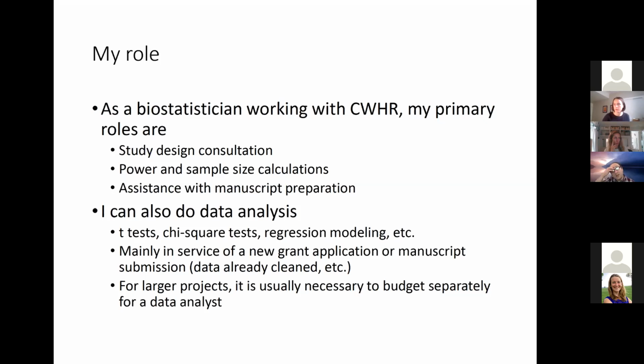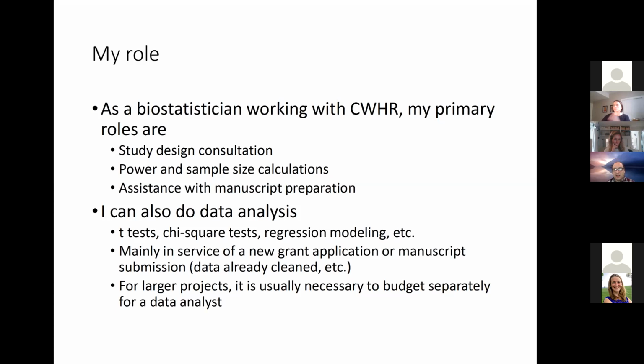So one of the things we're going to talk about today is the distinction between data analysts and biostatisticians. And in your grants, you're usually going to need to budget separately for both. The biostatistician would typically take a smaller percentage than the analyst, and the analyst would be the one who's actually running the statistical or data analytic code to do the analysis, whereas the statistician is responsible for supervising and overseeing that process.